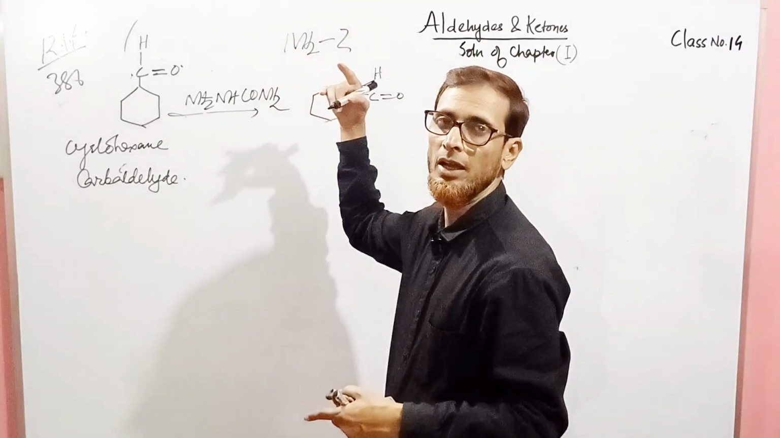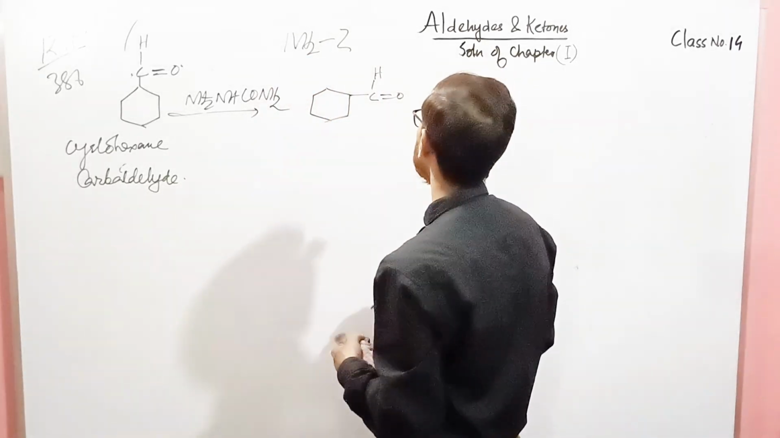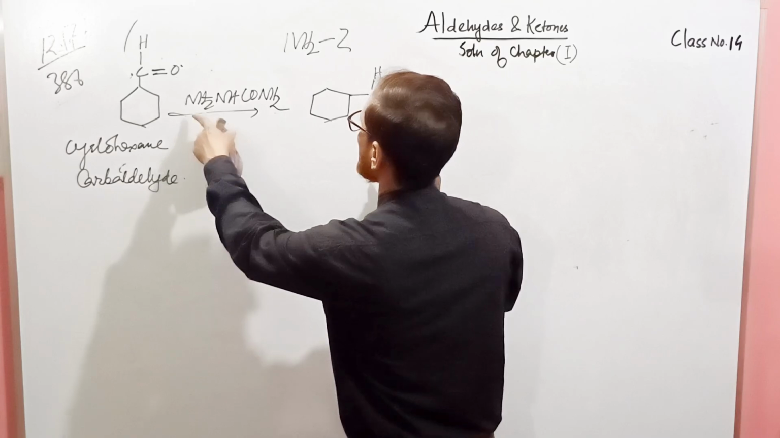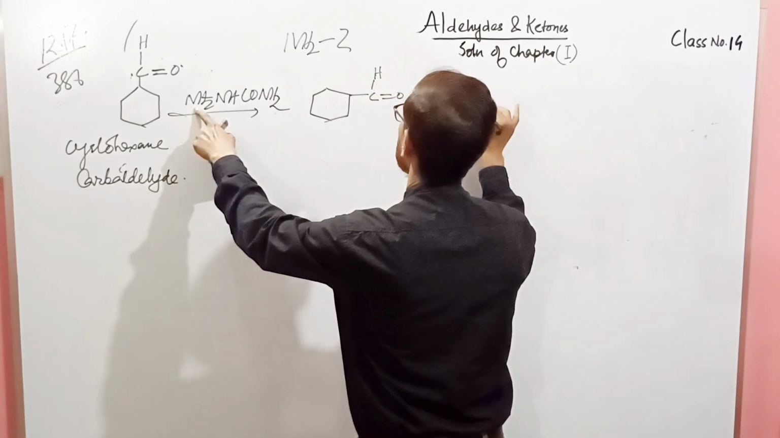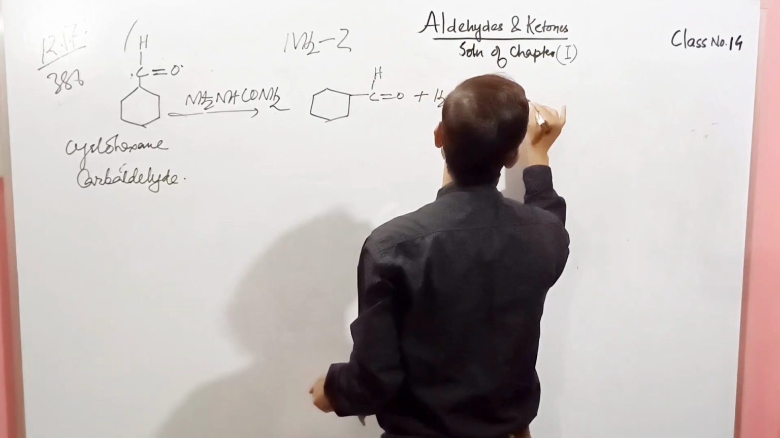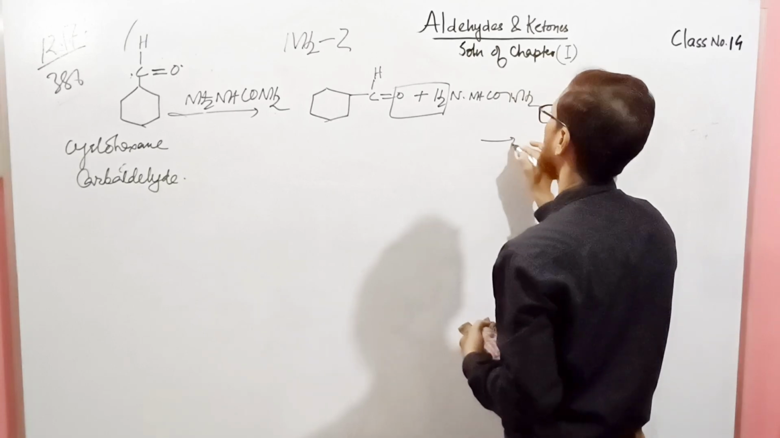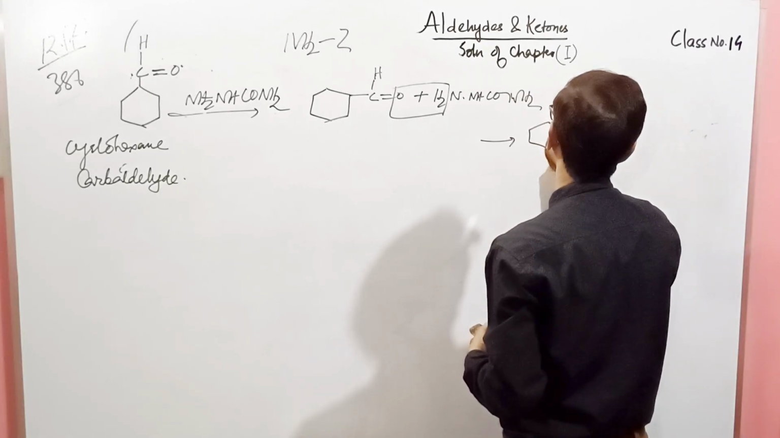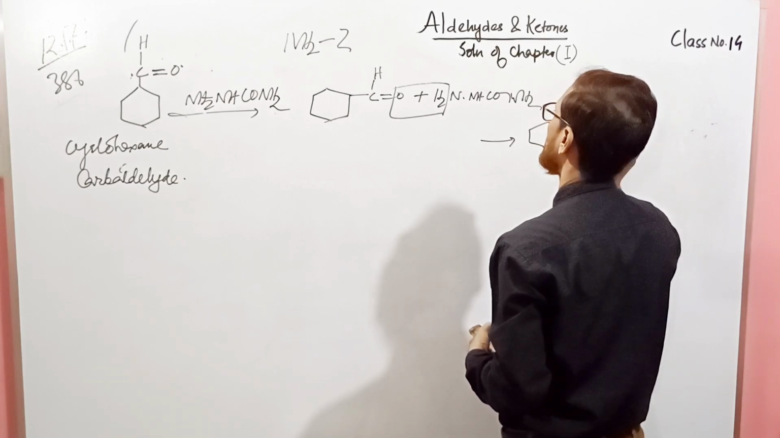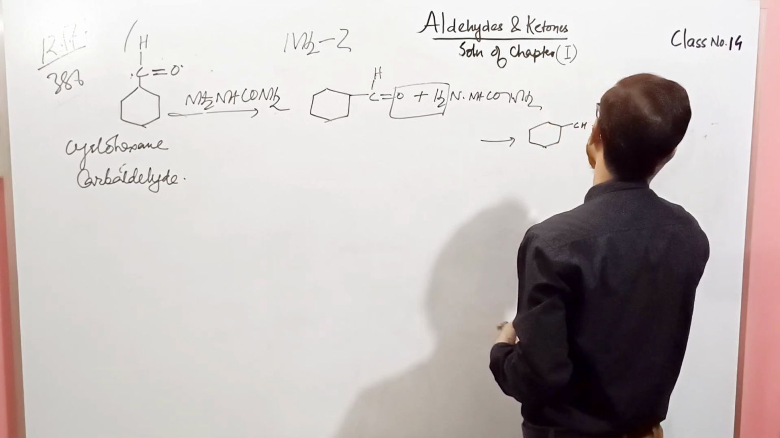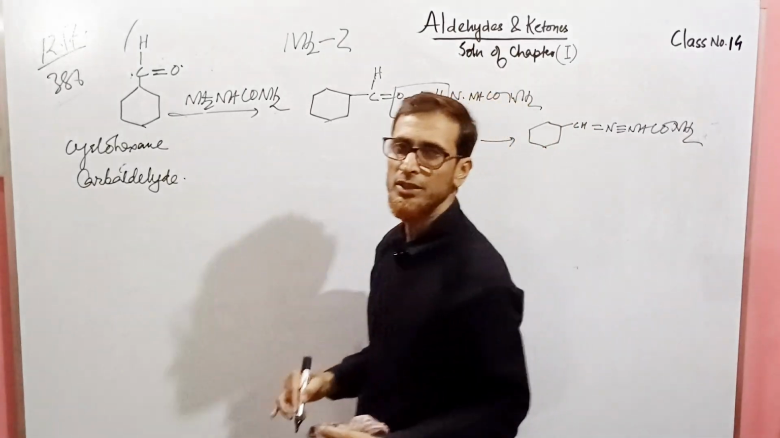In ammonia, one hydrogen is replaced by any group or atom. Am I right? So what's happened? This NH2 and NHCONH2, write it in this way, and just a release of water occurs. Am I right? So your answer is CH double bond N NHCONH2. Very simple.